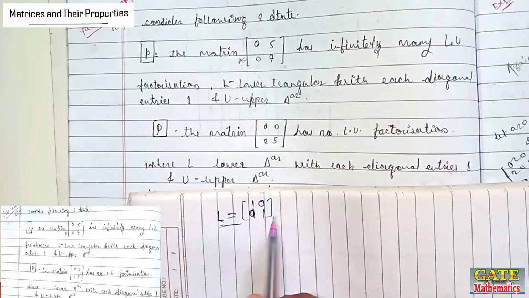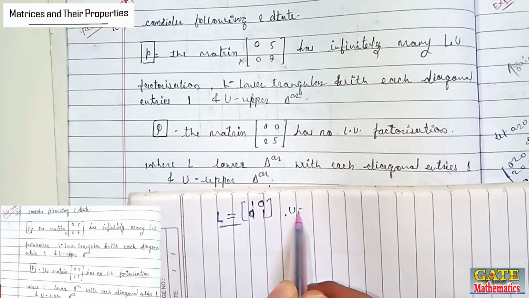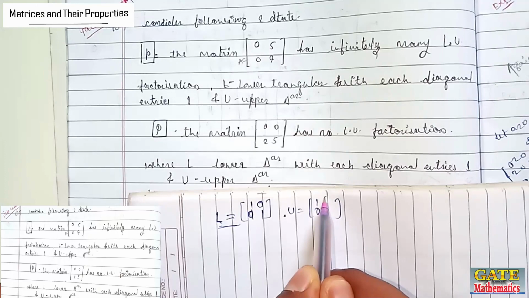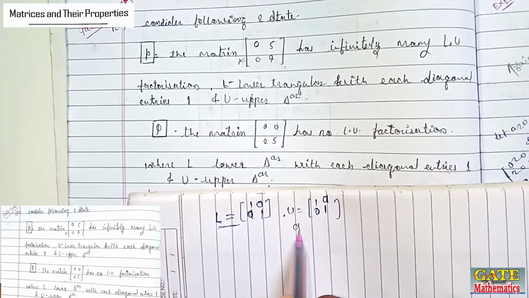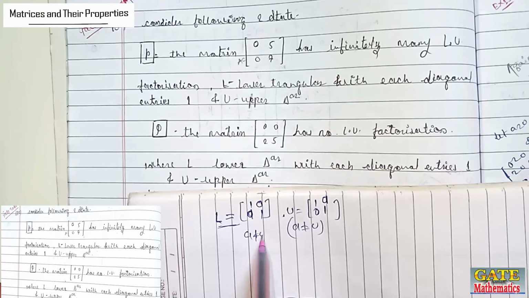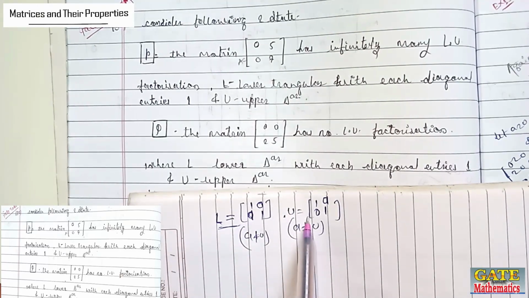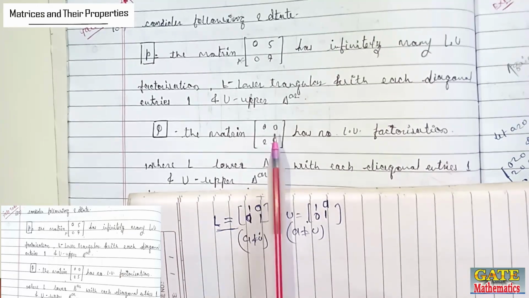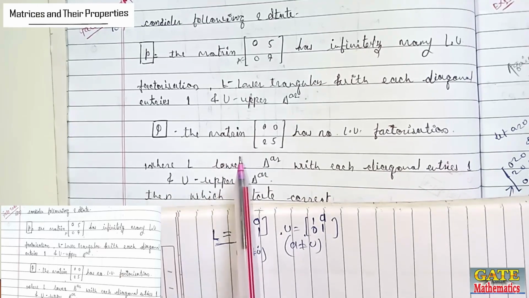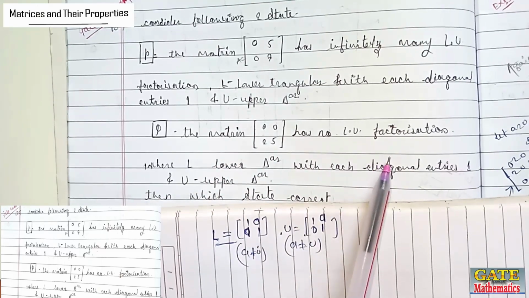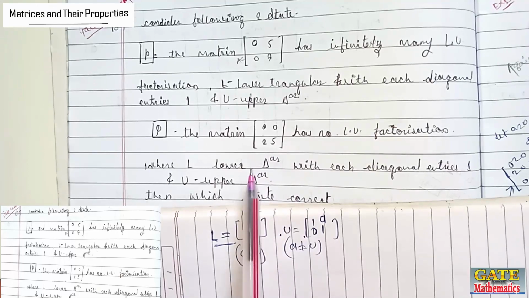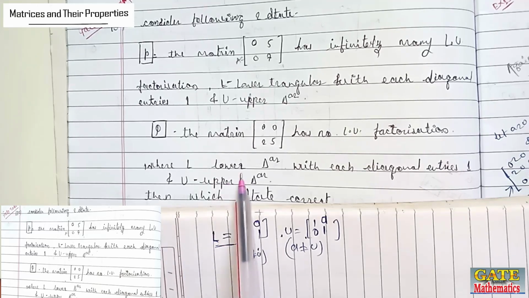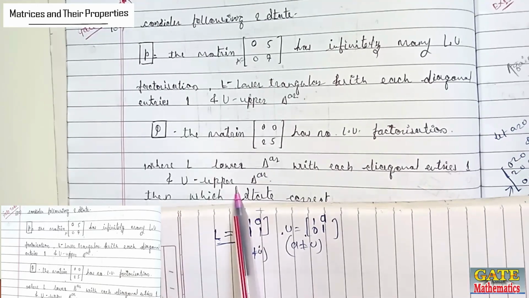And if you want an upper triangular matrix, how can we write it? An upper triangular matrix can be written with 0 below the diagonal, 1 on the diagonal, and non-zero entries above the diagonal. So a needs to be non-zero here. So this is lower triangular, and this is upper triangular. In our second option, we are given Q: the matrix 0, 0, 2, 5 has no LU factorization, where L is lower triangular with each diagonal entry 1 and U is upper triangular. I hope you have understood the meaning of lower and upper triangular.